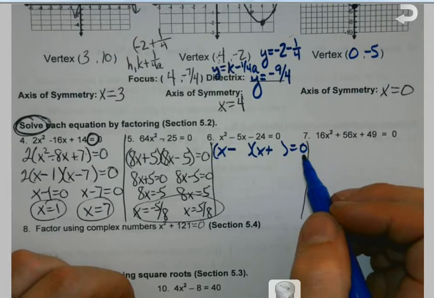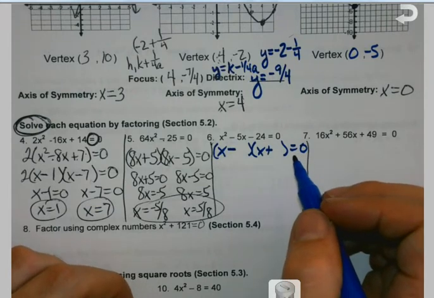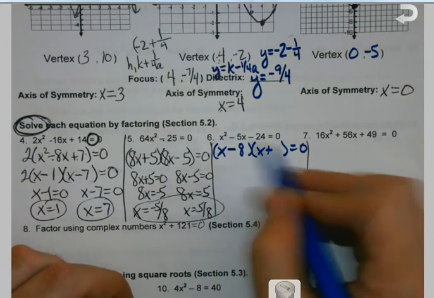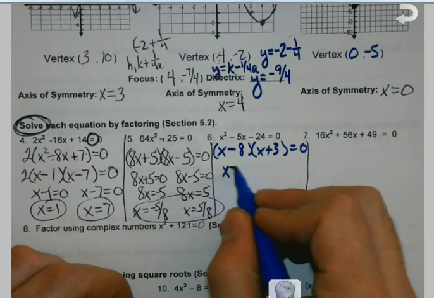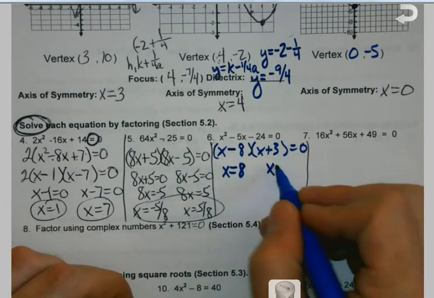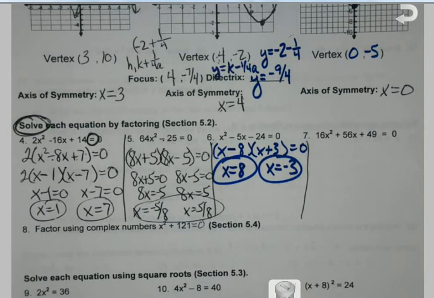Let's see, multiplies to 24. 2 and 12, no. 24 and 1, no. 8 and 3, yes. 8's got to be negative. Okay. And then again, when we set those equal to 0, I add the 8, gets me 8. I minus the 3, gets me negative 3, and I'm good.